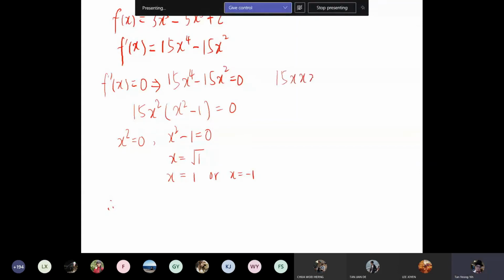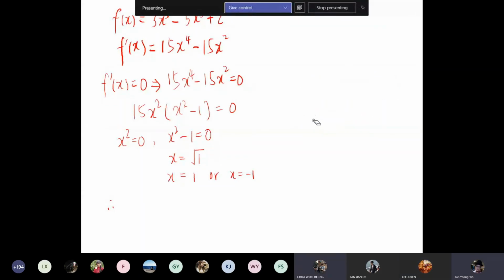It's something like this. 15x to the power of 4 minus 15x squared equals 0. So now when we factorize, we take out the same thing. I have 15x squared, and this one is x squared minus 1. After I take out everything, this is 1, so that when I multiply, I get back this one. 15x squared multiplied here, I will get this. So this one is x squared, and this one is x squared minus 1. Is that okay? Did I answer your question? Yes, thank you, sir.